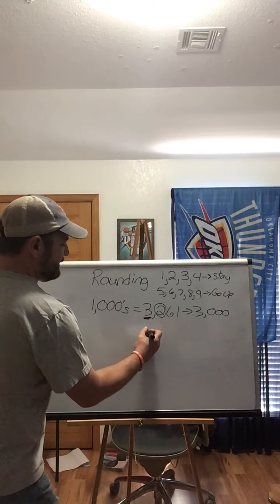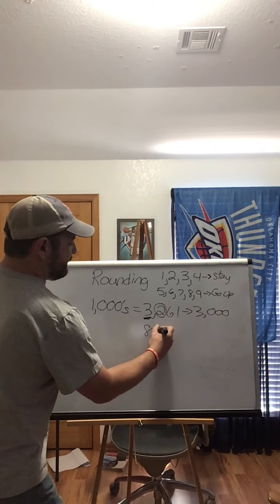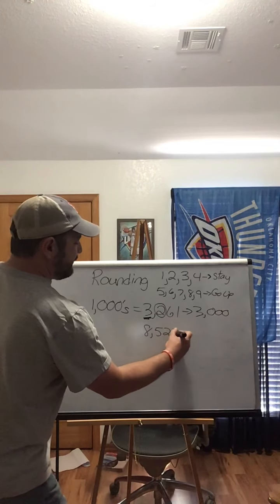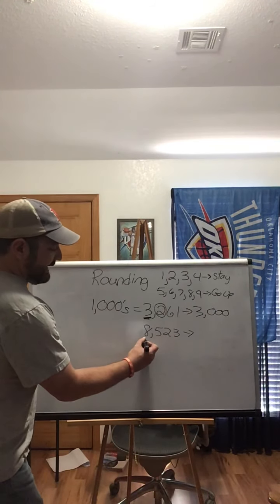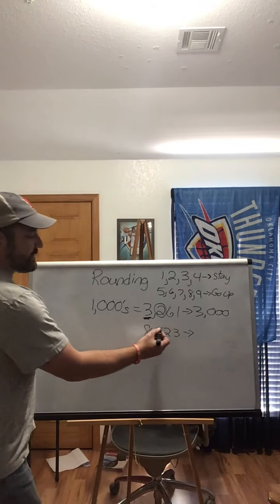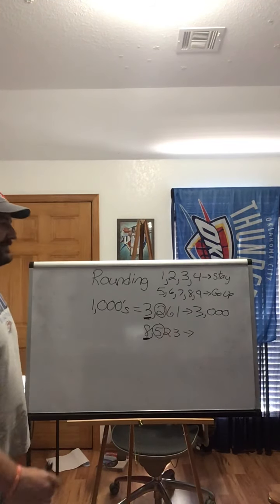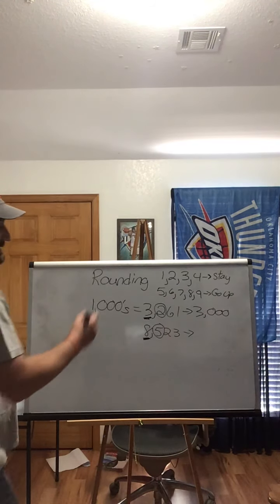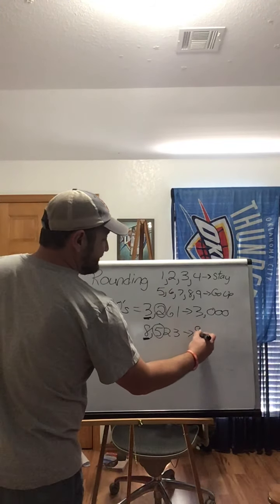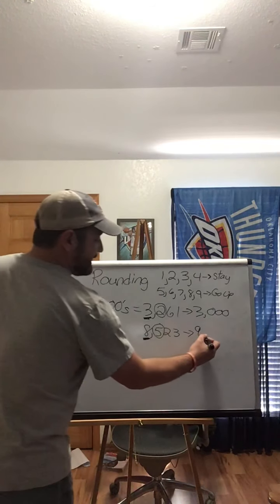Okay? So another one, let's do it where it bounces up. Let's say we have 8,523. Okay? Again, same process. You go to the 8 because we're doing the thousands place. Circle the 5. What is the 5 telling it to do? Is it telling it to stay an 8 or bounce up? In this case, it's telling it to bounce up. So 8,523 bounces up to 9,000.